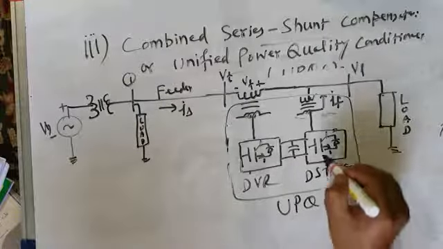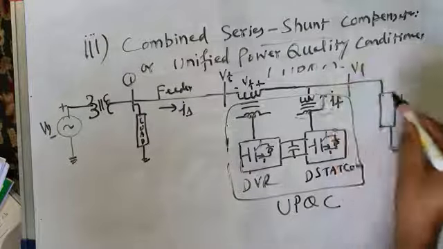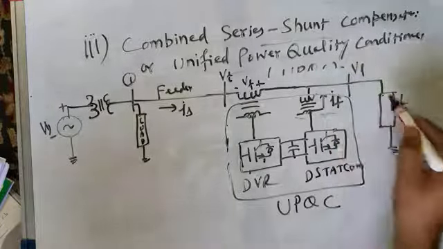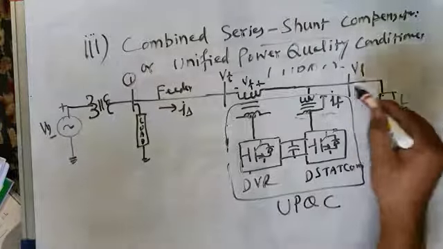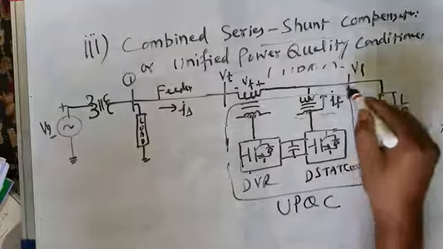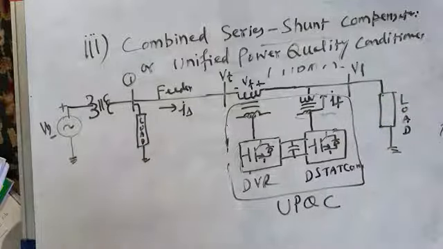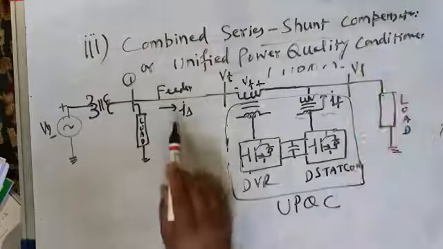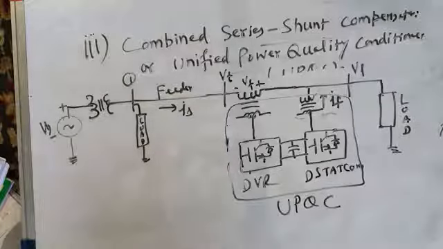As far as this D-STATCOM is concerned, it compensates the load, it takes care of load balancing and load unbalancing, it compensates the harmonics in the load current, and it also supplies the reactive power demanded by the load, thus compensating the load and making the source current purely sinusoidal, balanced and in phase with the voltage. So it addresses the current related power quality problem.